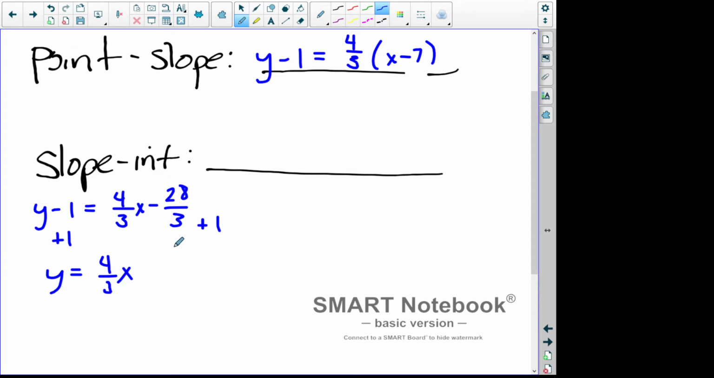And now I just need to figure out the b. So I need to add negative 28 over 3 and 1. So these are fractions, but don't freak out. We know how to do these, right? We just have to get a common denominator.